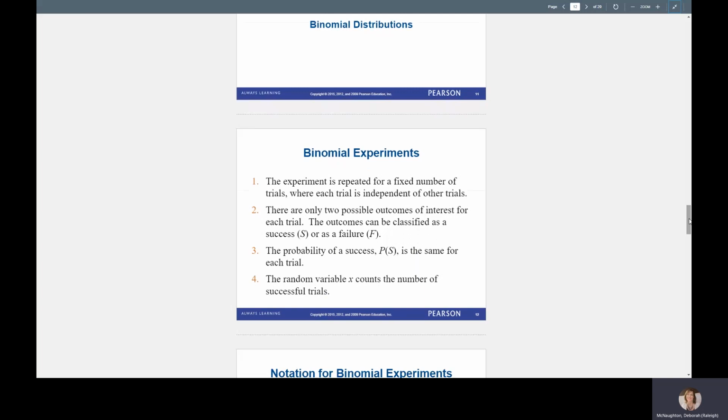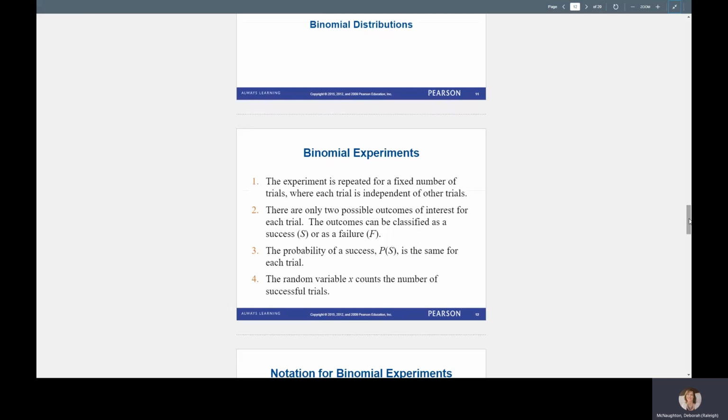So usually when you're doing these for your homework, whatever they give you the probability of, you're going to count that as a success, even if you think that really should be the failure, and make that your P. The probability of success is the same for every trial, which also means the probability of failure is the same for every trial. And the random variable X counts the number of successful trials.